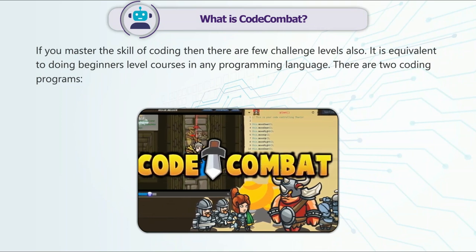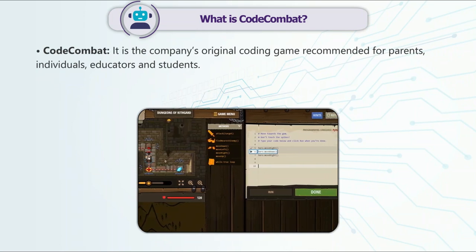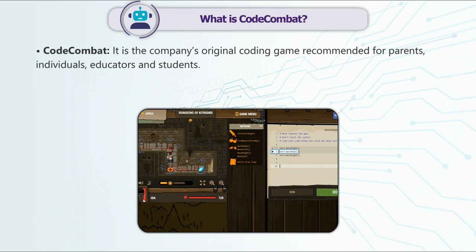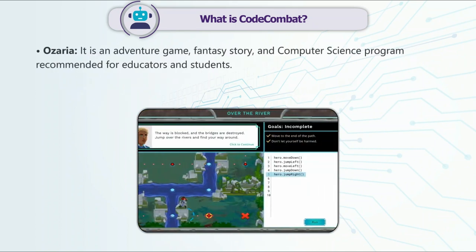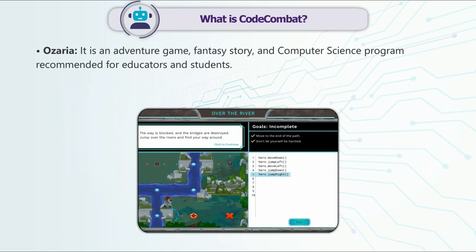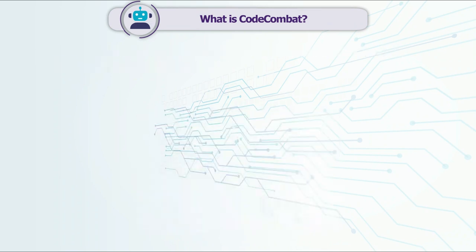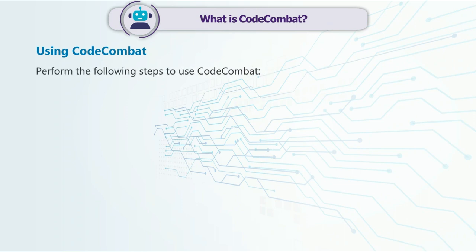It is equivalent to doing beginners level courses in any programming language. There are 2 coding programs. Code Combat. It is the company's original coding game recommended for parents, individuals, educators, and students. Ozaria. It is an adventure game, fantasy story, and computer science program recommended for educators and students. Using Code Combat. Perform the following steps to use Code Combat.